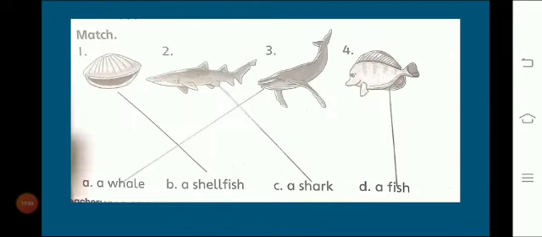Now my dear students, move towards the question number B, in which you had to match the things. I hope you have done it nicely. Now picture number 1 is done for you. Picture number 2 is a, yes, it's a shark. So match it with option C. Picture number 3, a whale. Now match whale with option A. Picture number 4, yes, it's a fish. Now match picture number 4 with option D. That's great. That's like my good class.